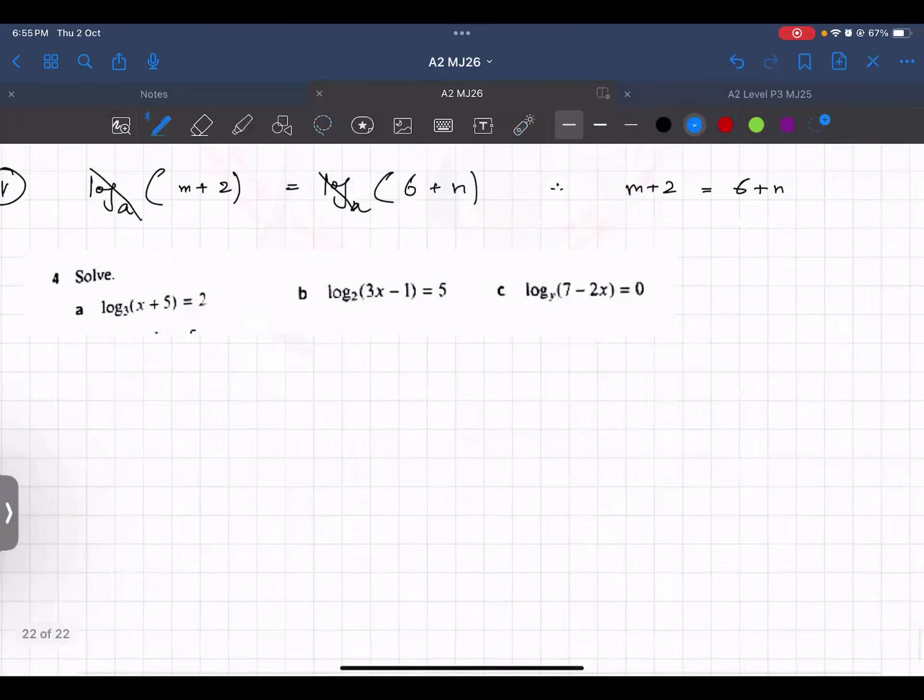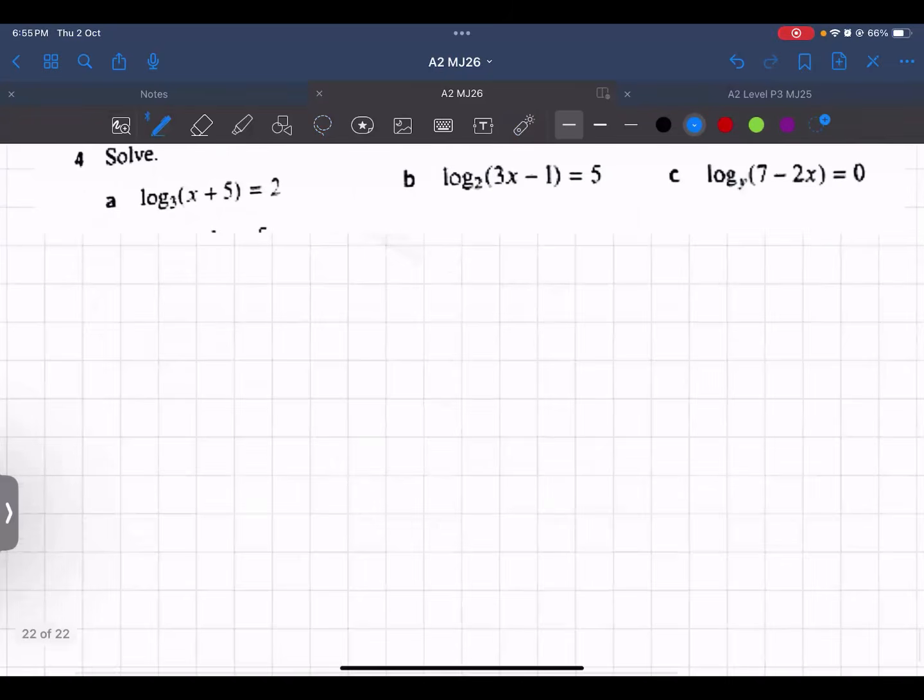Now you can see why you call this a logarithmic equation. Because the variable, the thing that you are trying to find, is inside the log. X is inside the log. So you have to somehow move things around and use the rules that we have learned. Either we convert it into exponential form or use logs to further solve this. Okay, let's take this example. Log 3 of x plus 5 is equal to 2.